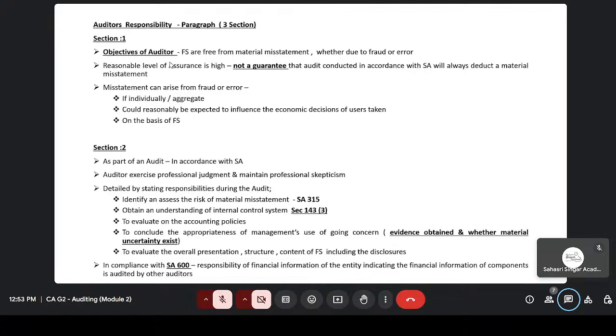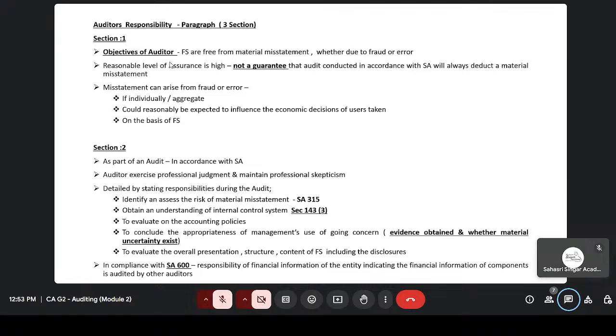So that is the most important objectives of the auditors for you in this first section. Now the second section is, as a part of audit, you are doing in accordance with the SA, which we already studied in the previous paragraph also. The second thing is, you should also exercise professional judgment and maintain professional skepticism. You have to keep on asking questions.